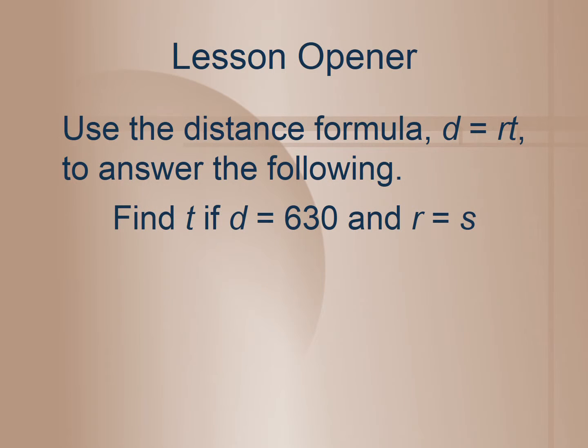Now we have find time if distance is 630 and rate is equal to s. So our formula would read: 630 equals s times t. And since we're trying to solve for t, we have to divide both sides by s, which means that we have t equals 630 divided by s.